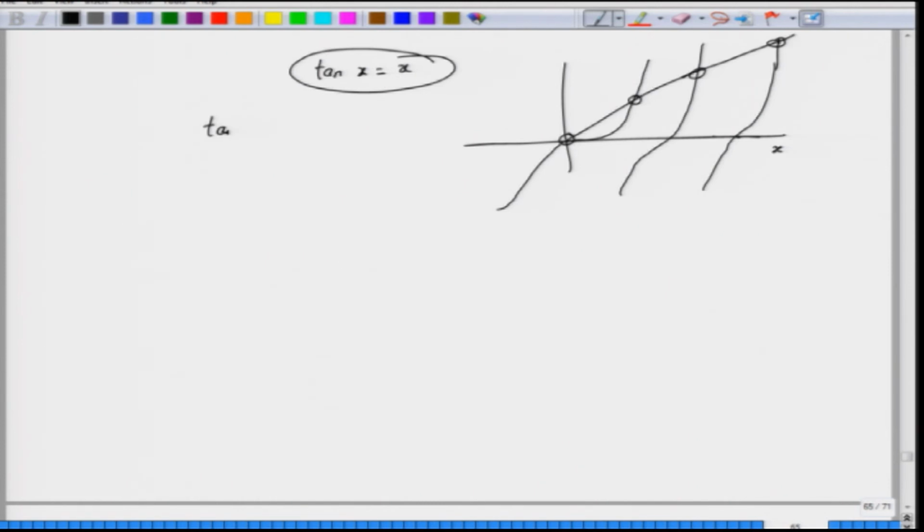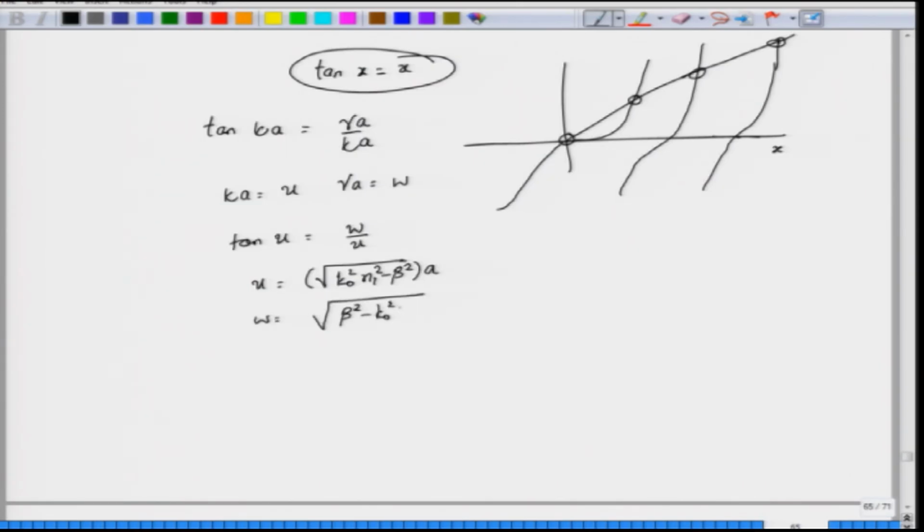In our case, what we have is tan kappa a is equal to gamma by kappa. If I multiply on both sides by a and then define kappa a as equal to u and gamma a as w, then I can rewrite this equation as tan u is equal to w by u. And what is u? U is basically kappa times a, and kappa is the square root of k0 square n1 square minus beta square, times a. Now, w is given by the square root of beta square minus k0 square n2 square, times a.